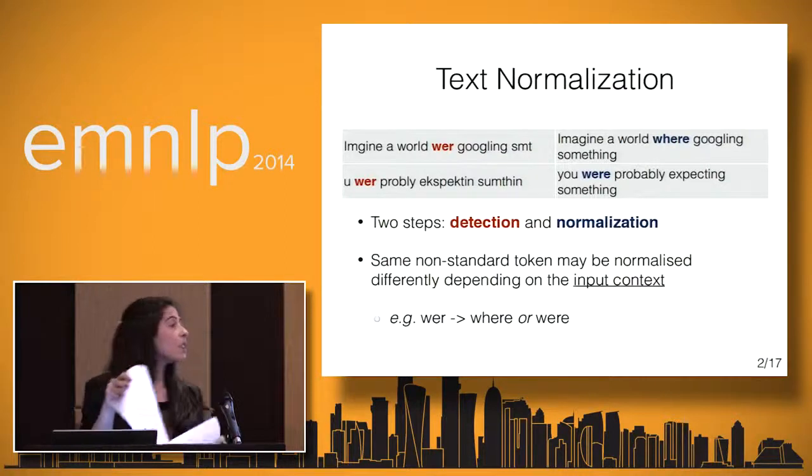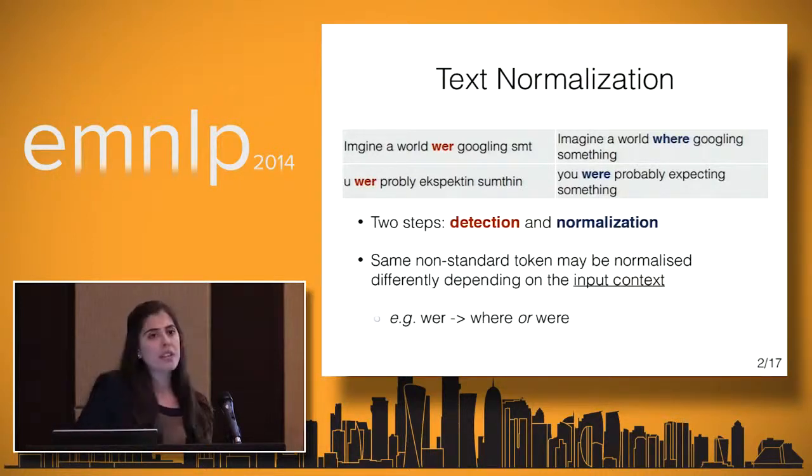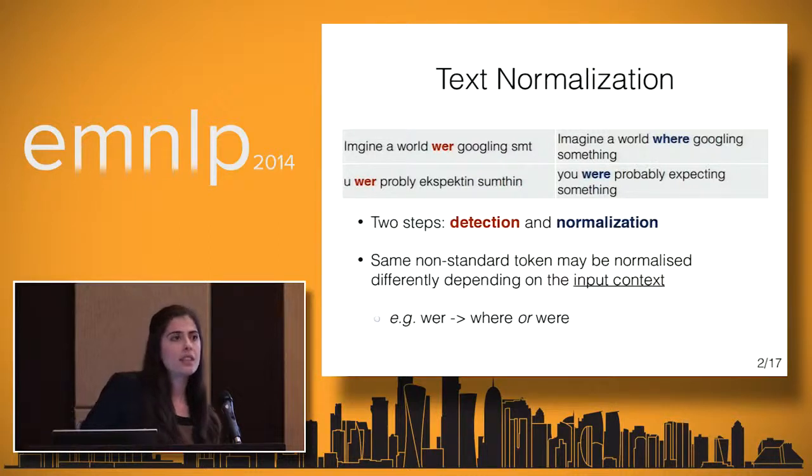In a real-world text normalization system, there are two steps. The first one is the detection of the words that require normalization. We call these words ill-formed words. After detecting the ill-formed words, the next step is normalizing them to their canonical forms. Our focus in this study is on normalization. However, we also implemented a baseline detection system as well.